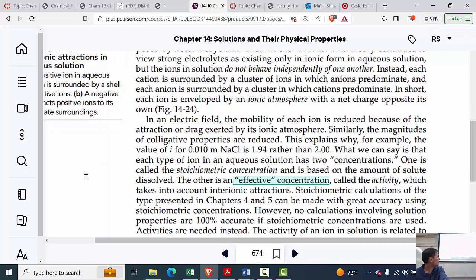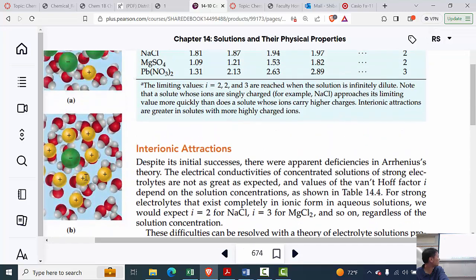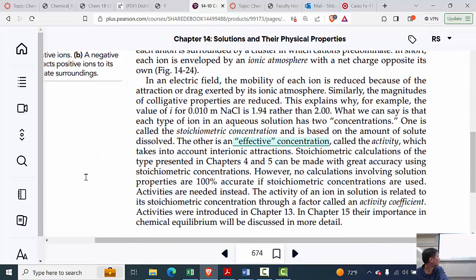The activity is effective concentration or effective pressure. Well, what does that mean? Well, what that means is you can read this again. This is from Chem 1A. So review this stuff here. The activity.